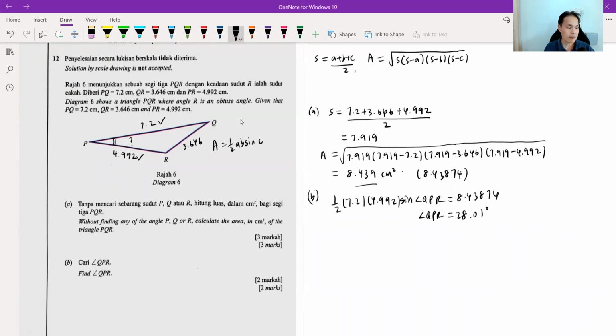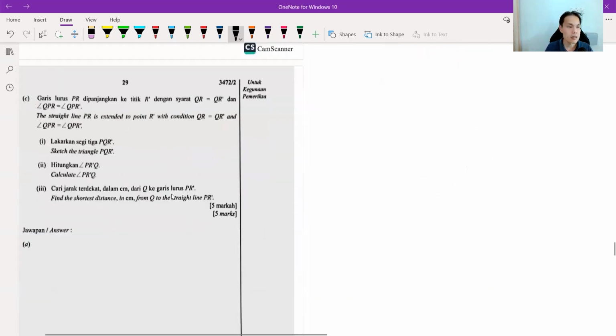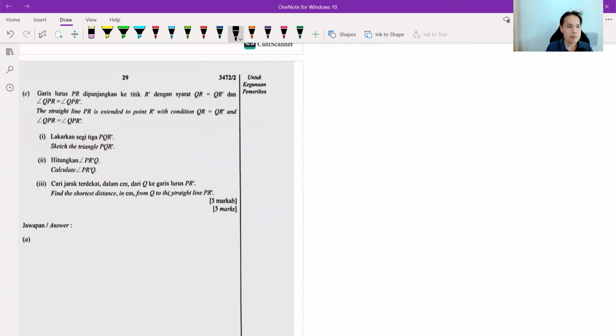All right, this is just the first part, right? Part A and B. I still have part C. They say line PR is now extended to R prime with the condition that QR equals QR prime and angle QPR equals angle QPR prime. You're supposed to sketch triangle QPR.